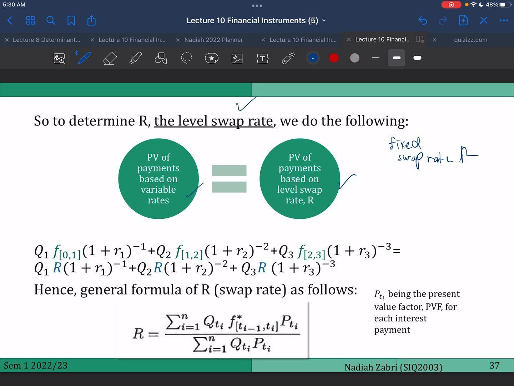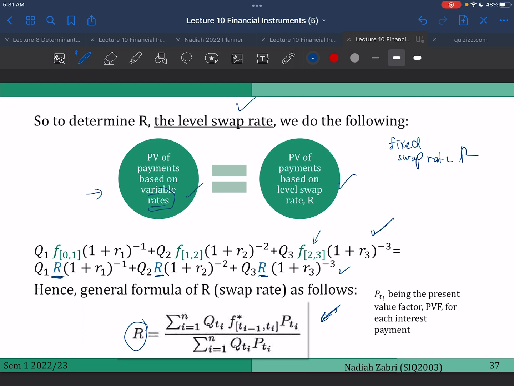level swap rate. But for the variable rate, as we said, we will only know the actual variable rate when the time of the swap comes, right? But at the time of setup, we want to give an educated guess of the present value of the variable rate using forward rates. So the first equation is the present value of the payments based on the variable rate, with the educated guess of the forward rates. And then this equation is the present value of the payments based on the level swap rate. So R is still an unknown, but we want to solve for this R with this equation. From this equation, we can rearrange and come up with this equation to solve for R.